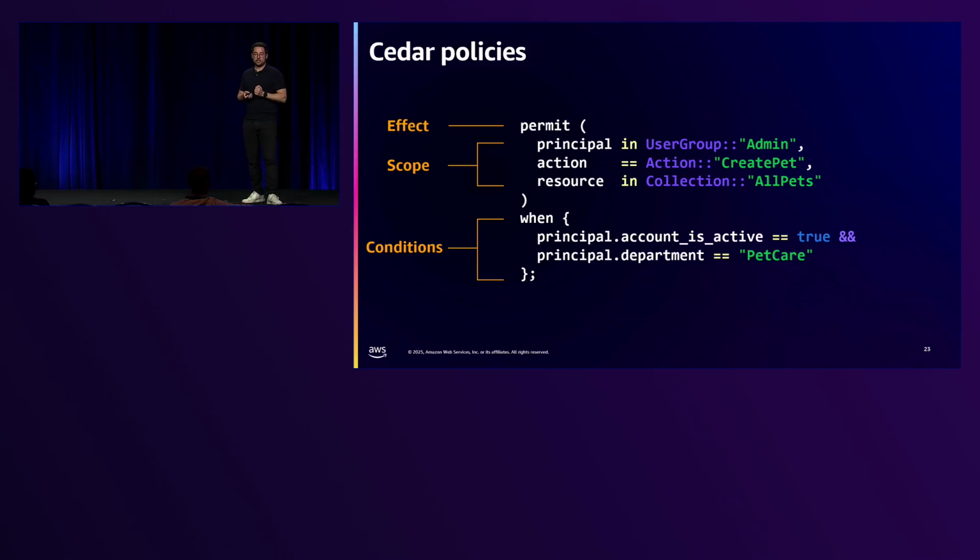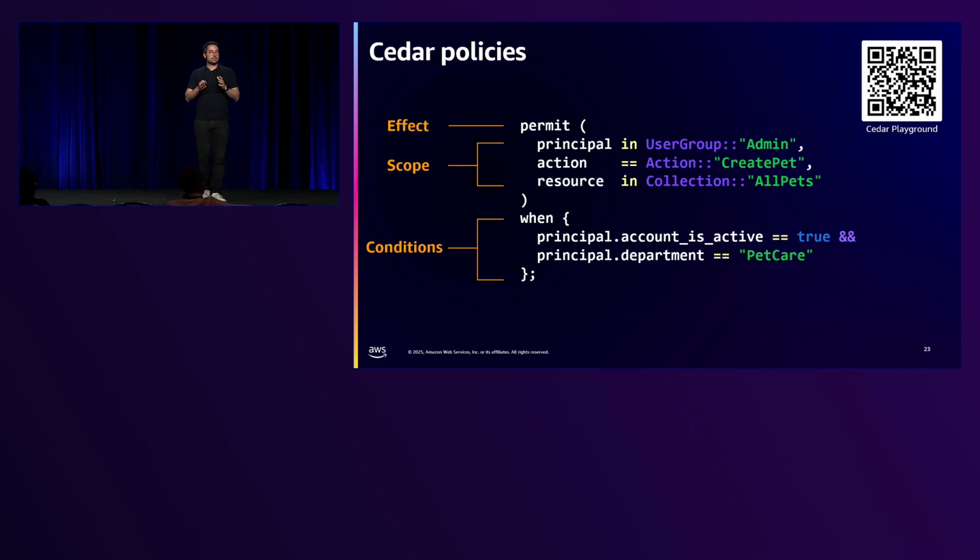And below you have the conditions. This is an optional thing where you can further restrict or define the policies. And here you can define things like attribute-based access controls. So this permit only applies when the principal has an active account and when the principal's department is in pet care. So the conditions, you can define attribute-based access control, and in the scope, you can define role-based access control. And we also have a Cedar playground which you can use in order to create policies, to evaluate policies, in order to test policies and test what they evaluate to.